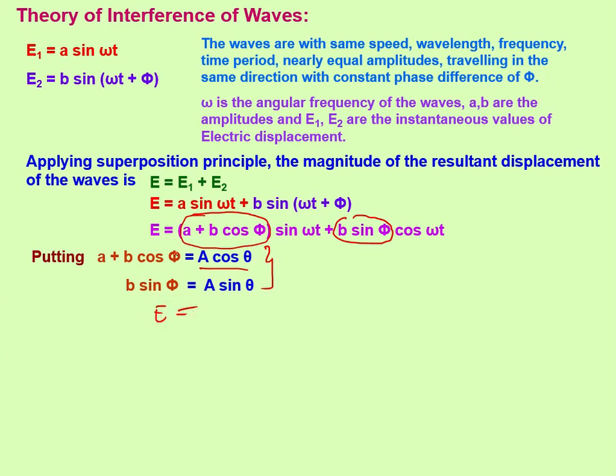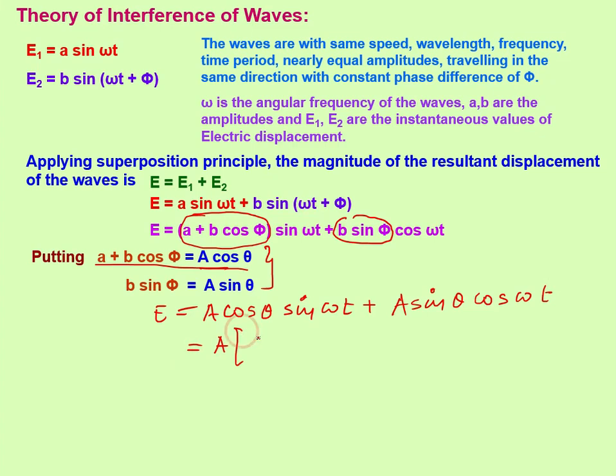This entire bracket is taken as A cos theta sine omega t as it is, plus b sine phi is taken as A sine theta cos omega t as it is. The reason for taking this substitution is that now we get the exact identity that we were using earlier: sine omega t cos theta plus cos omega t sine theta.